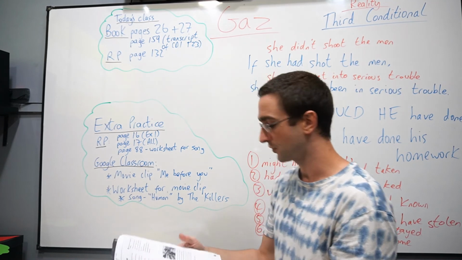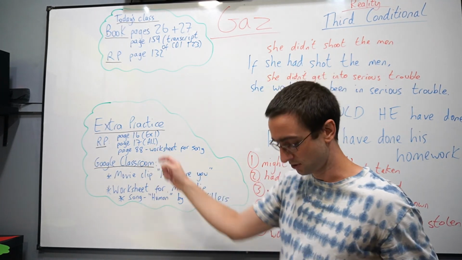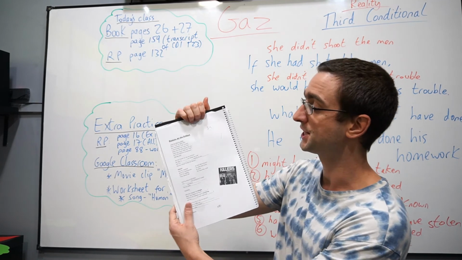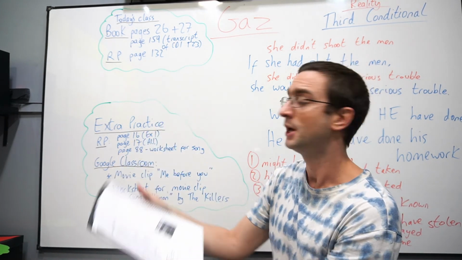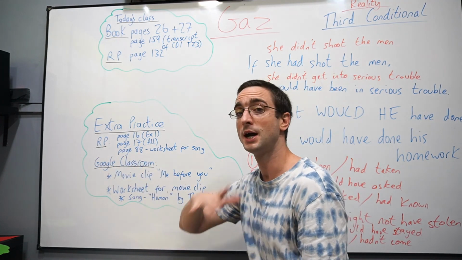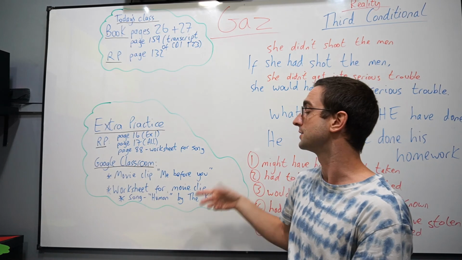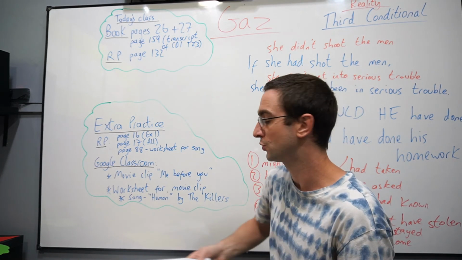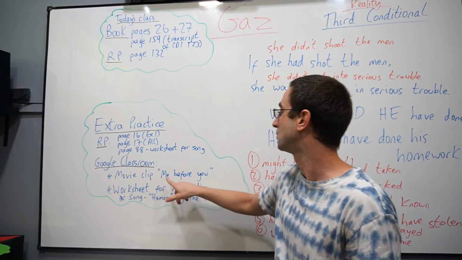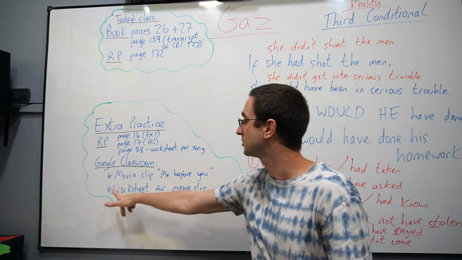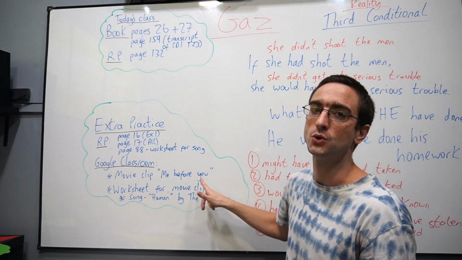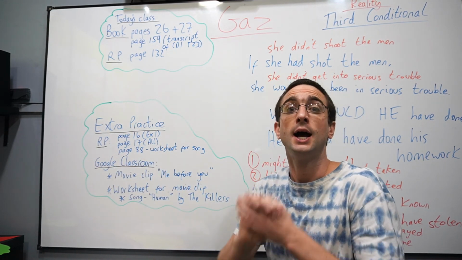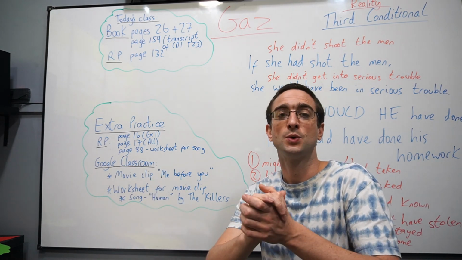You can also find on page 88 of your resource pack a worksheet of a song. The worksheet on page 88 is the song Human by the Killers. If you go onto the Google Classroom, along with the other materials, you can find the song Human by the Killers. So you can listen to the song from Google Classroom and then complete the worksheet in your resource pack. Also, in Google Classroom, there's a clip of a movie, a film. It's called Me Before You, and also on Google Classroom, there is a worksheet for that movie clip, Me Before You. So, there's lots and lots of extra practice that you can get involved in if you want to.